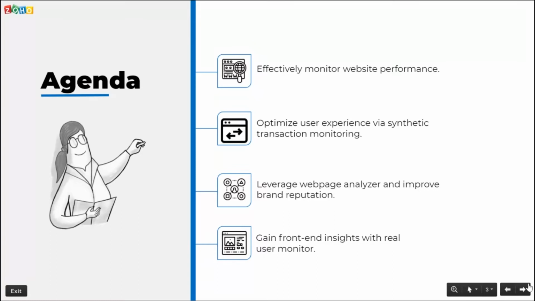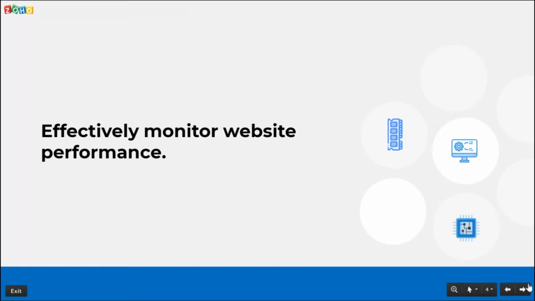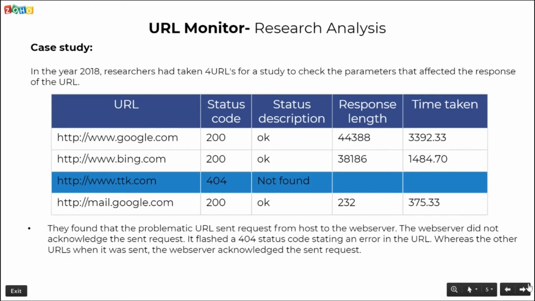So going to the first topic, effectively monitoring website performance. Before getting into the topic, I have read one of the research papers which says that in the year 2018, four URLs were studied to check the parameters that affected the response code of the URL. In this table, if you see the TTK URL, this threw the 404 error code, which clearly shows that the server couldn't find the requested website, whereas the other URLs gave the status code 200, which means that the request has succeeded and the URLs were working perfectly fine.